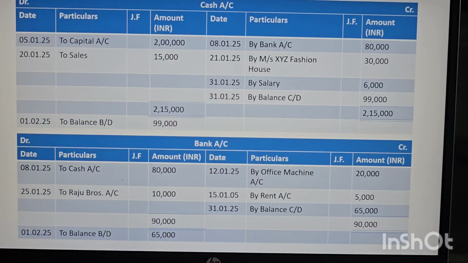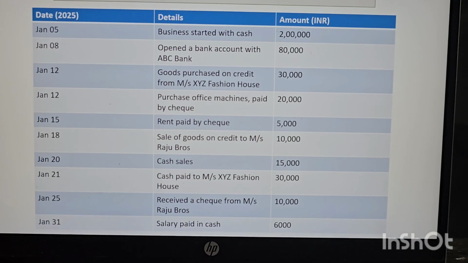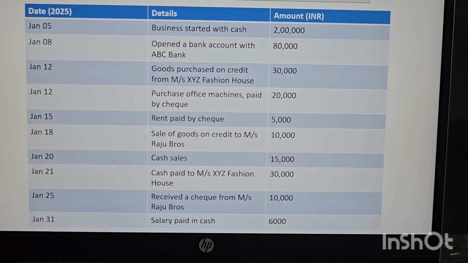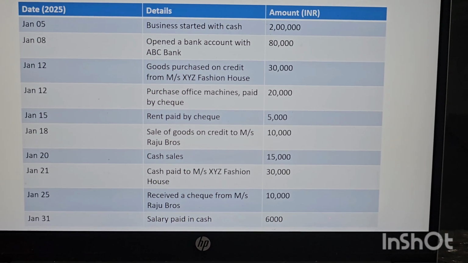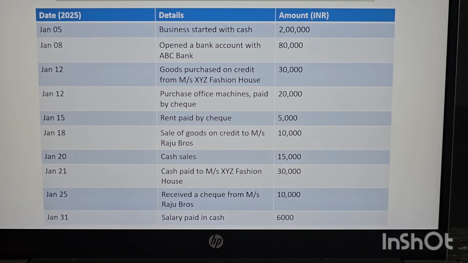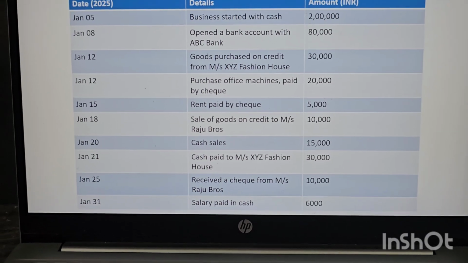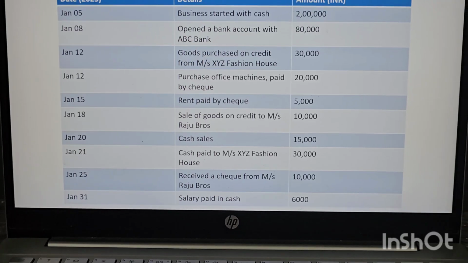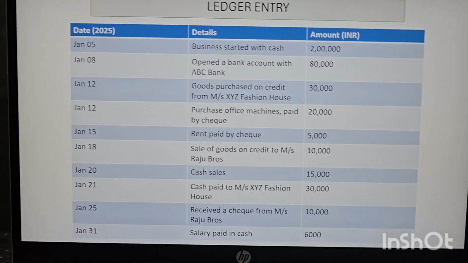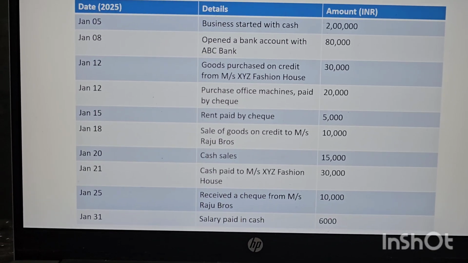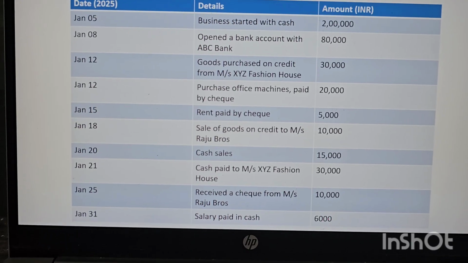Now what is our next entry? Paid cash to XYZ fashion houses. Okay, so we have made the payment through cash. So what should be the transaction? The transaction should be XYZ fashion house account debit to cash account.